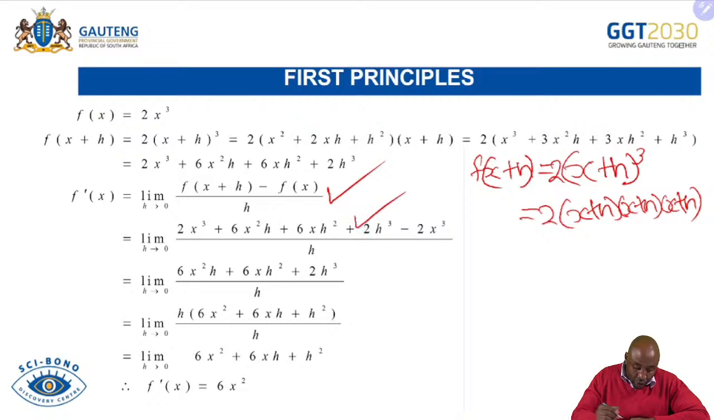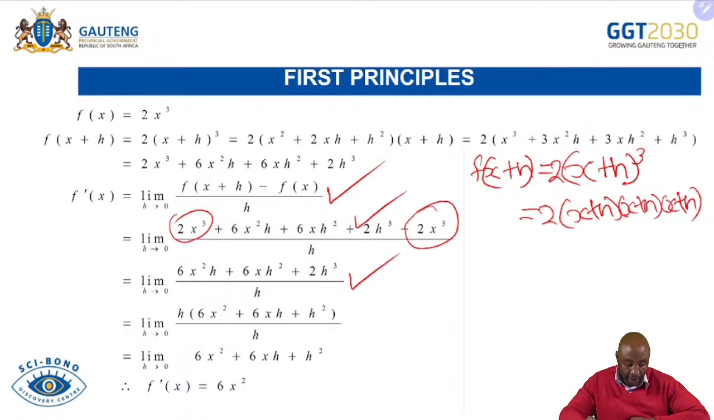Our definition of first principles, we have it there. We substitute into the formula. We simplify to get 6x squared h because 2x cubed is the same as 2x cubed. Because you are subtracting, that will give us 0. They will disappear. And then from there, we take out a common factor h, and then we remain with 6x squared plus 6xh plus h squared.